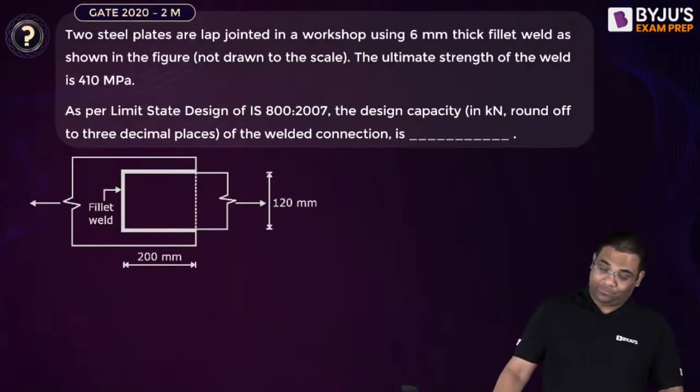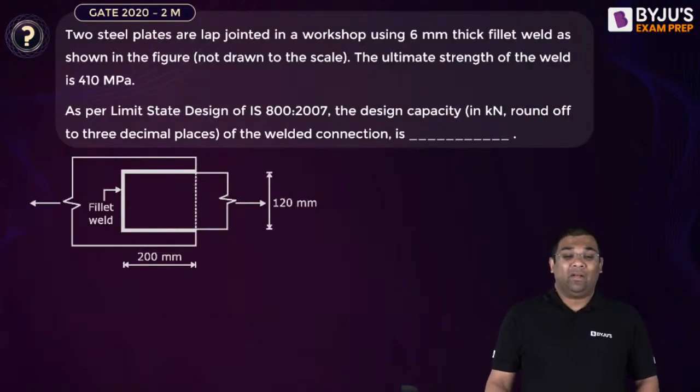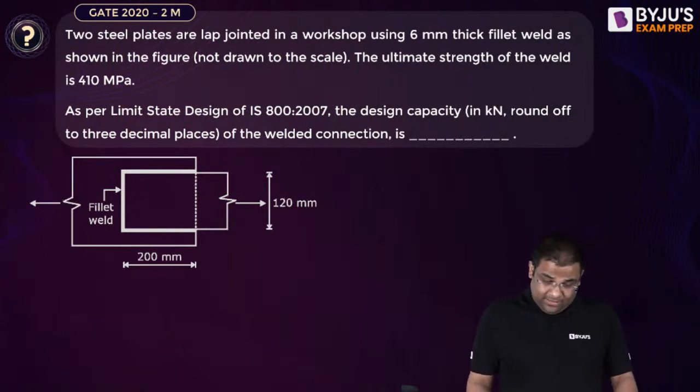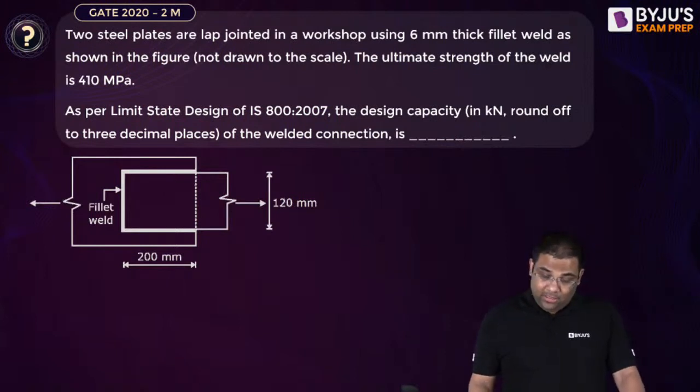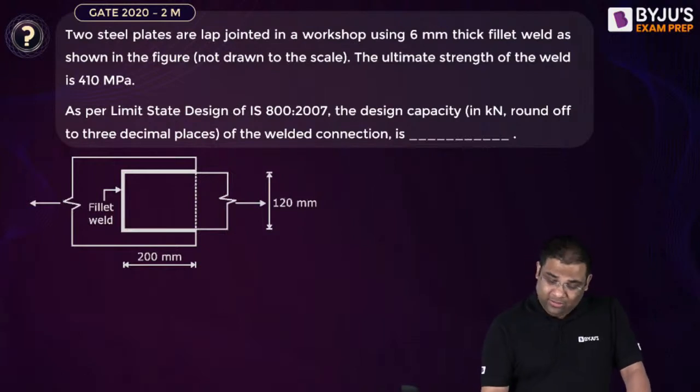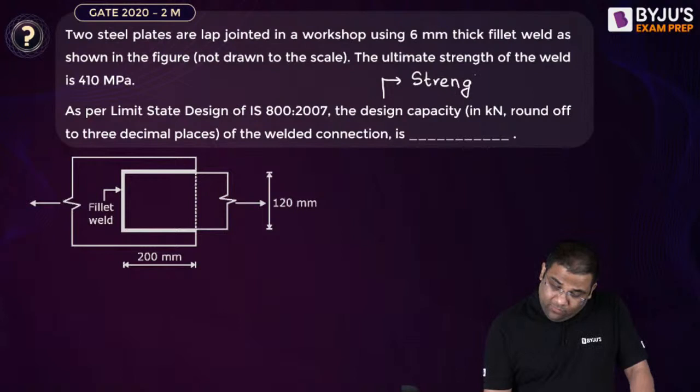Next thing, it's a very typical question asked in the examination. Many times it has been asked. What is asked? Two steel plates are joined. You have to find out the design capacity of this welded connection. So this design capacity is nothing but the strength of weld, or I can say the load required, the failure load.